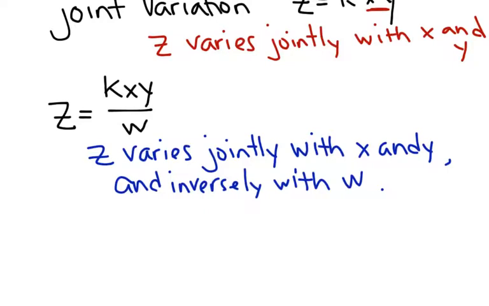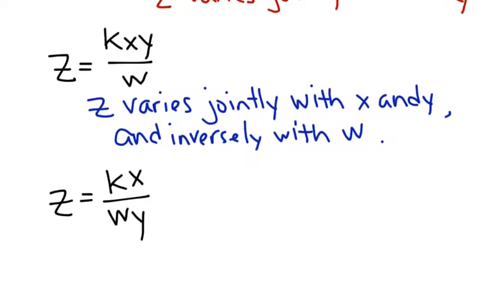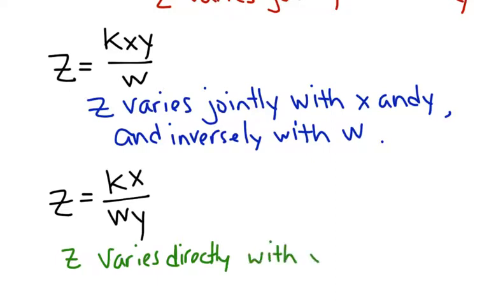I'm going to change this equation just a little, and instead I'm going to have one variable being multiplied by the constant, but I'm going to put two variables in the denominator. So now I'm going to say that z varies directly with x and inversely with w and y.